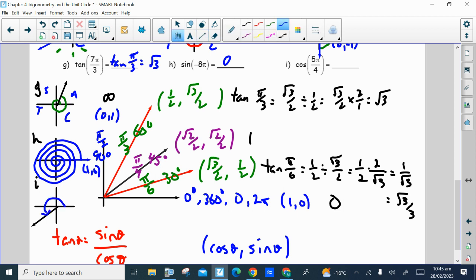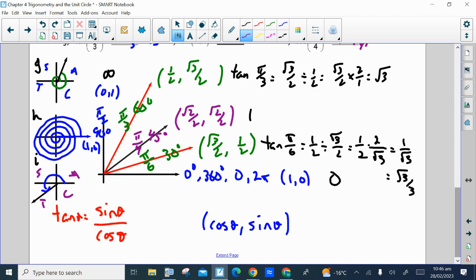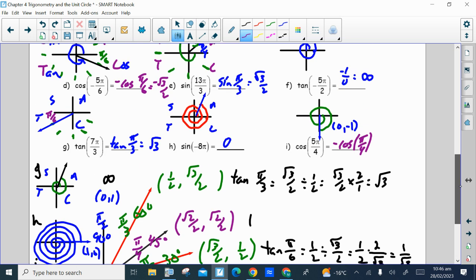Looks like that. Using our CAST rule, this is the T quadrant. So tangent is positive, everything else is negative. So the cosine will be negative. And it'll be the negative cosine of the reference angle, which would be pi on 4. You want to change your answer, Leo? Yes. Because at pi on 4 on the unit circle, both the sine and cosine are the same value, root 2 over 2. But in this case, it's negative because of what quadrant we're in.